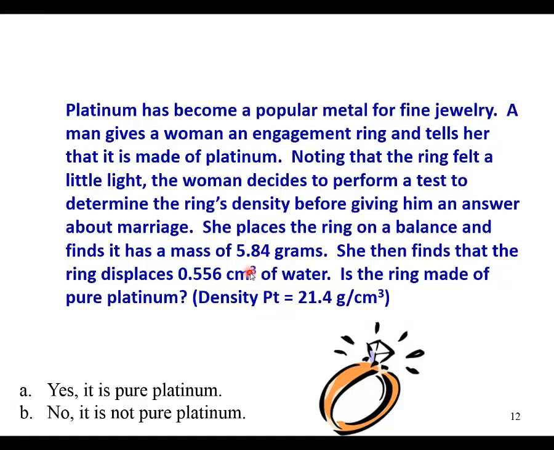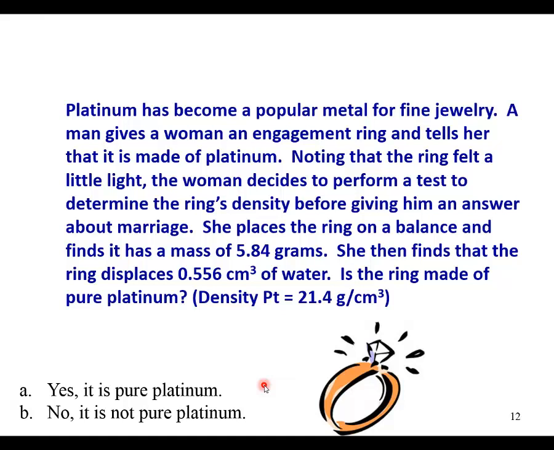So we have a mass of the ring is 5.84 grams. Okay, it displaces when I submerge it, so I already found the volume final and volume initial. That difference was a little more than half a milliliter, so 0.556 centimeters cubed. Okay, remember 1 milliliter is 1 centimeter cubed. I told you the density of platinum is 21.4 grams per centimeter cubed. I'm only using the density of platinum to make a comparison here, right? So if you pause the video and try this calculation, I want you to try to determine if A, yes it is pure platinum, or B, no it is not pure platinum. Okay, so try that right now.